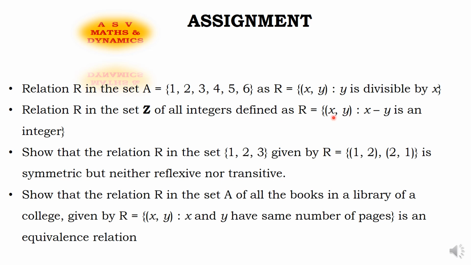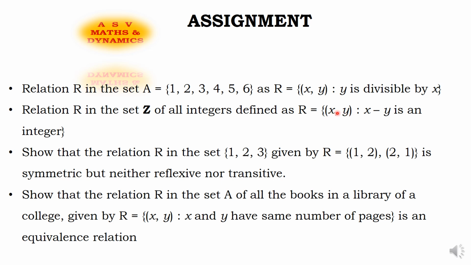So right now I am going to take three values: 1, 3, 5. So (1, 3) you substitute here, 1 minus 3 means -2, it is an integer. Okay, I am going to check (3, 1), it is 2. You can substitute here, 2 is satisfying.